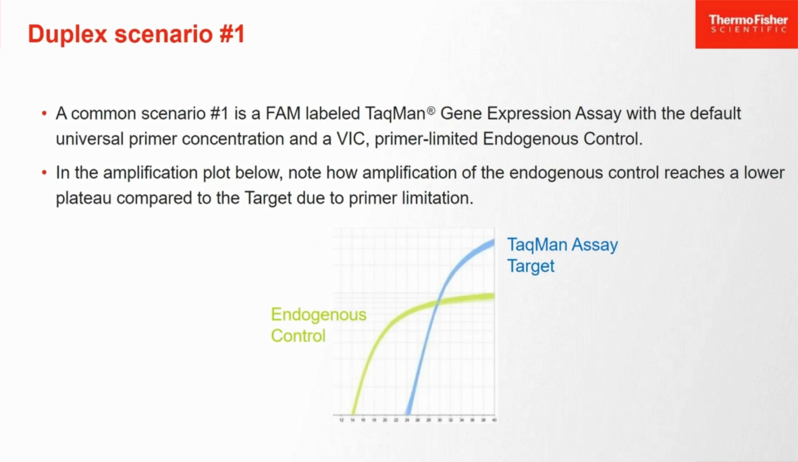An example of that is shown here. So we have a target assay in blue, and you can see it's plateauing to a much higher point compared to the normalizer or endogenous control, which is kind of a greenish color. And the plateau for that, the endogenous control, is much lower. So obviously that one was primer limited, and it was very successful because you can see we have very healthy, nice geometric amplification of the target assay.